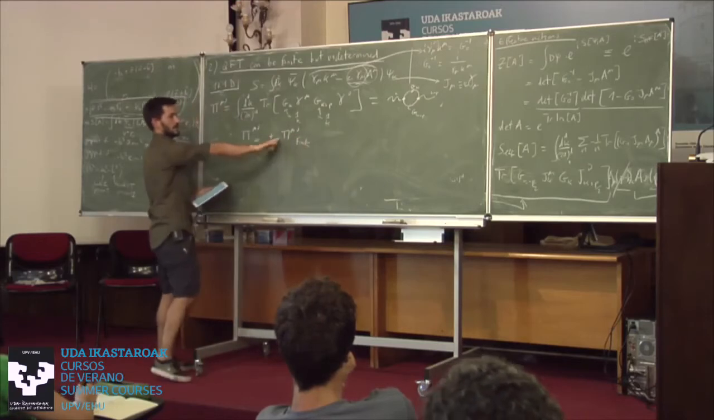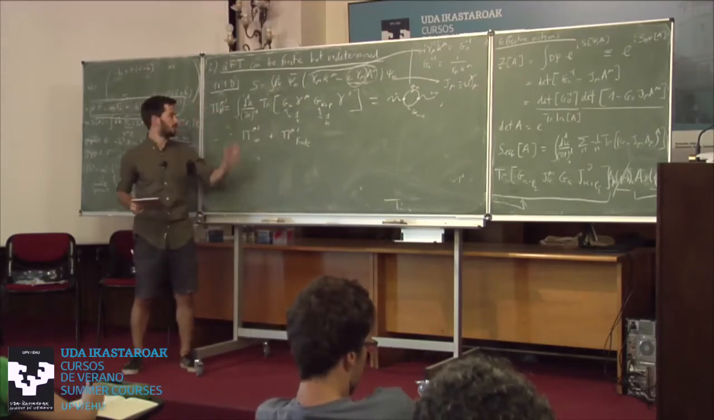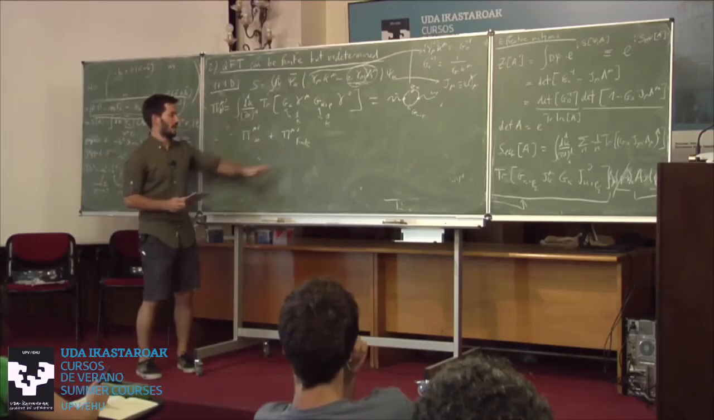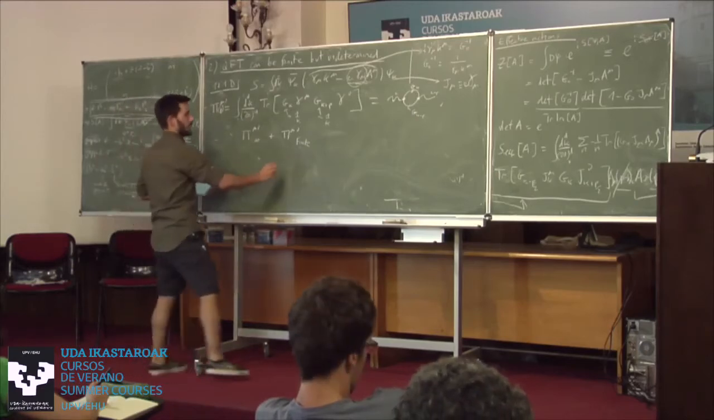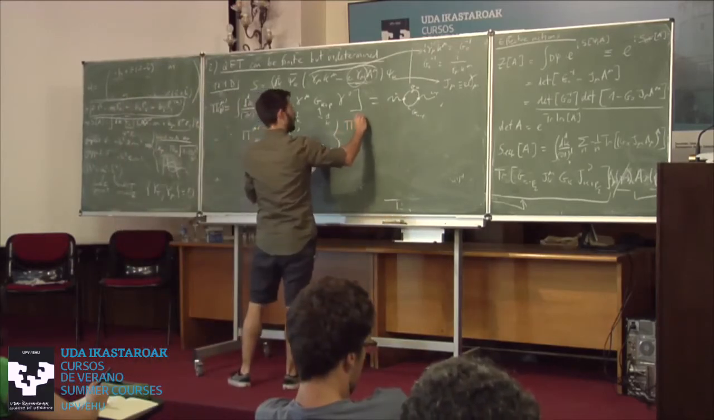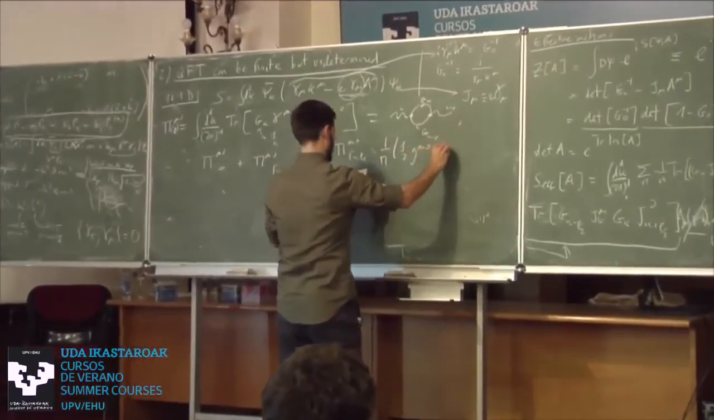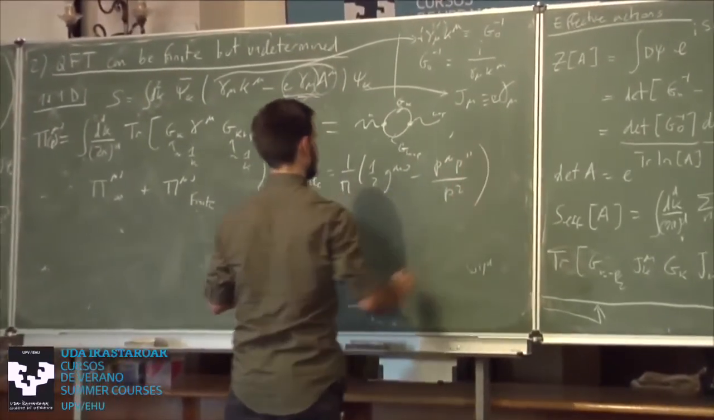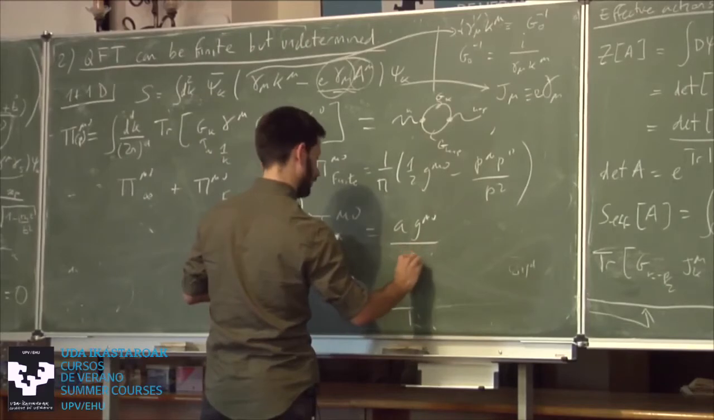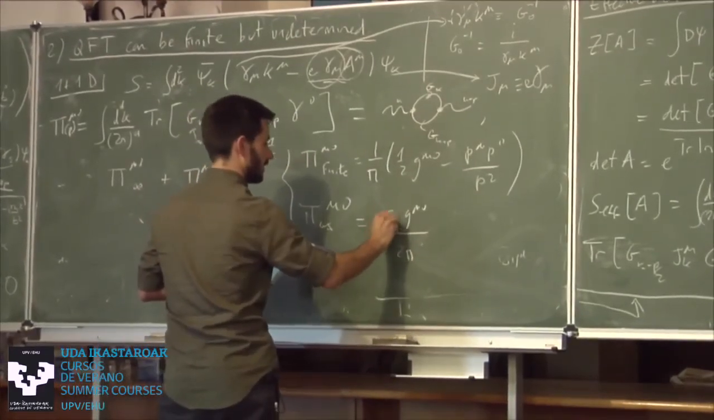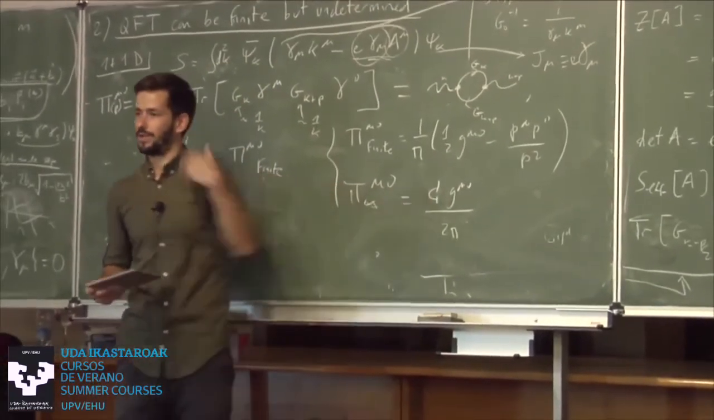Note that this depends on P, by the way, the external momentum. So it's like I'm shining light with a momentum P and seeing what the current is. So I can decompose it into a finite part, a part that I don't need to regularize, and a divergent part. The finite part is just 1 over pi over P squared. And the other, let me call it C. So this C parameterizes the results I get when I use different regularizations.